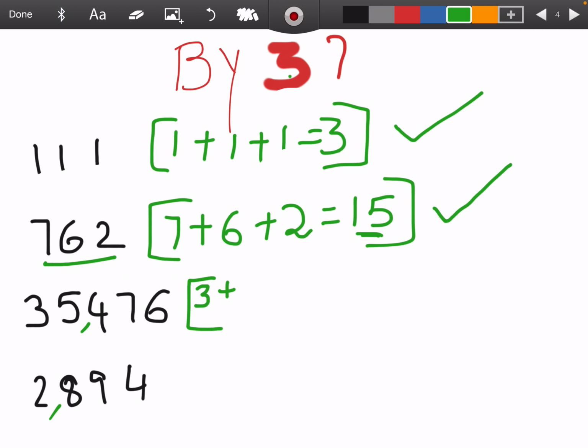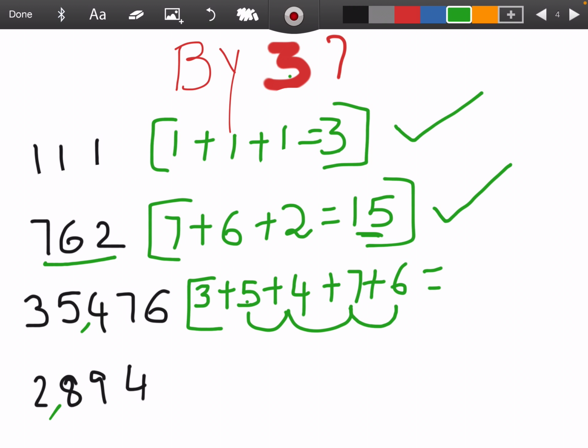Let's add the sum of the digits. 3 plus 5 plus 4 plus 7 plus 6. What is 3 plus 5? 8. 8 plus 4? 12. 12 plus 7? 19. 19 plus 6 is 25. Is 25 divisible by 3? No. So 35,476 is not divisible by 3.